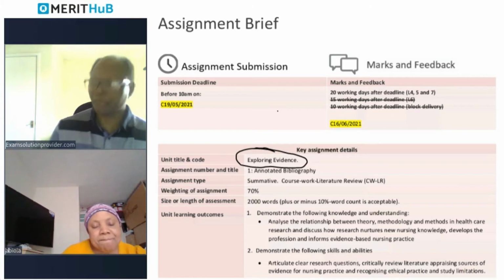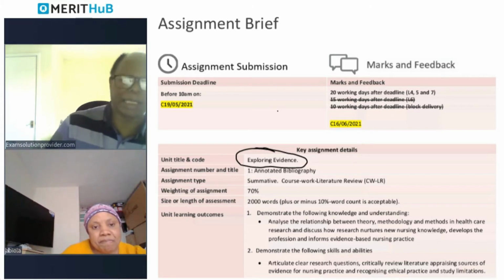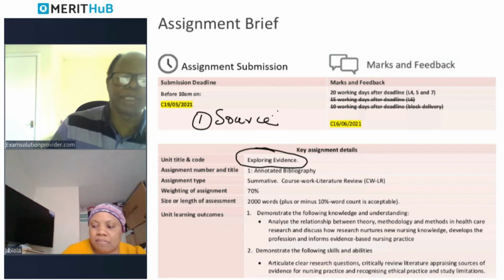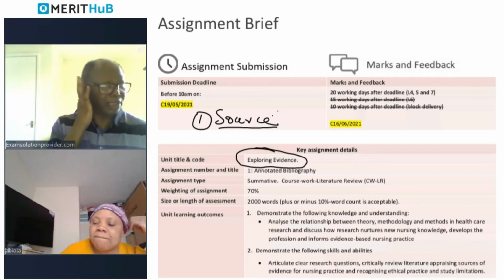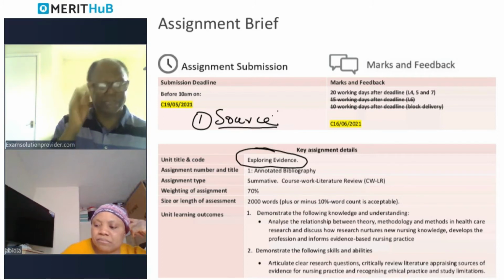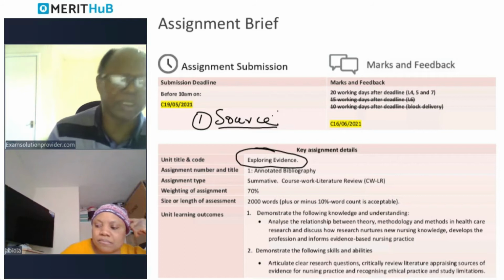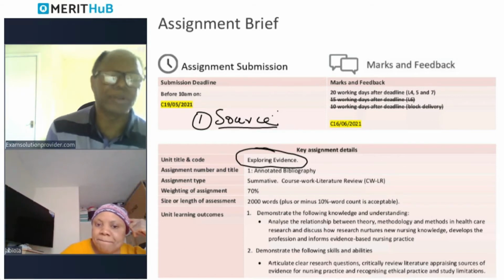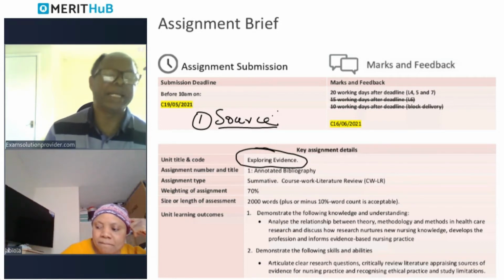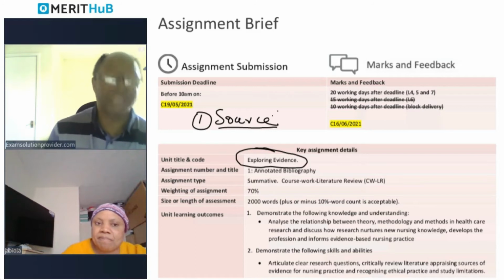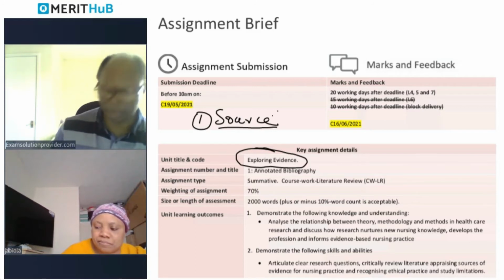I've talked about a few important things there. Number one is the source, because in your assignment they expect you to access the resources, which means the sources of articles. So to come up with articles, there are sources which are not credible and sources which are credible. Therefore, you need to explain which sources are credible and which ones are not.